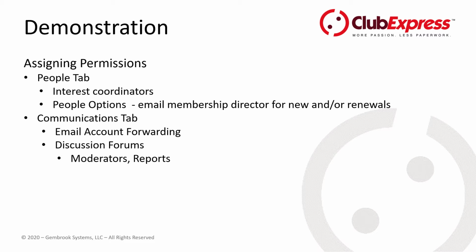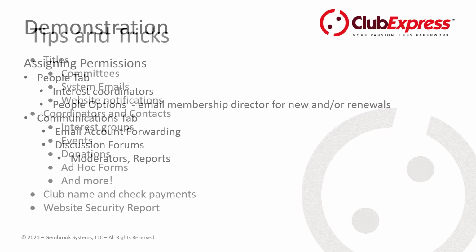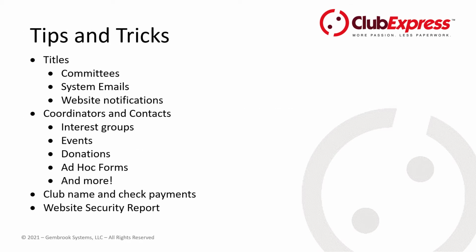In the people options, this is where you would decide whether or not your membership director gets an email every time somebody is added as a new member or renews, and you have some options there. And then on the communications tab, we'll have email, account forwarding, and discussion forums and things like that. And then Samantha is going to chime in with some tips and tricks about titles, coordinators, club name and check payments, and the website security report.